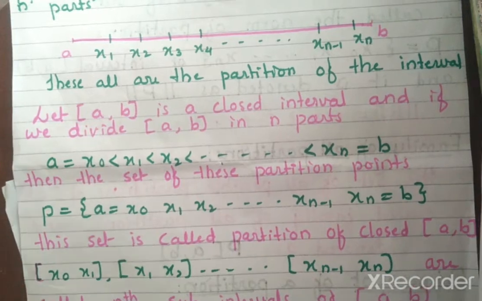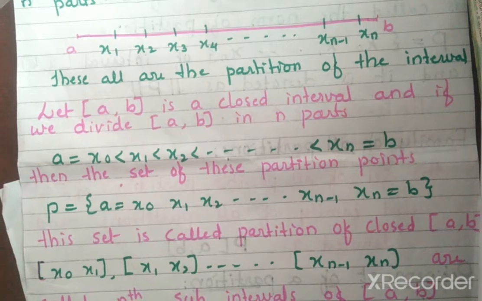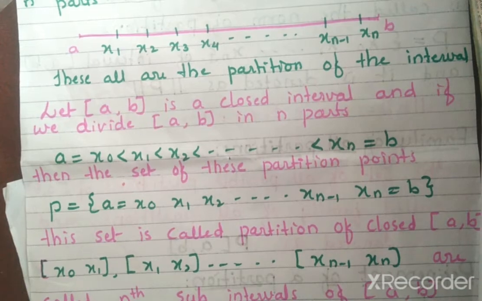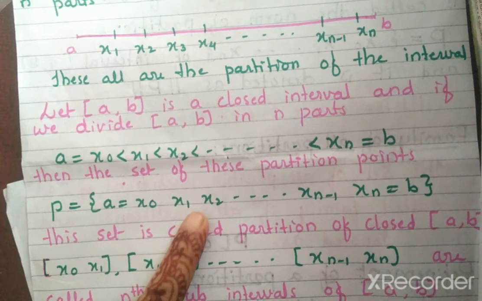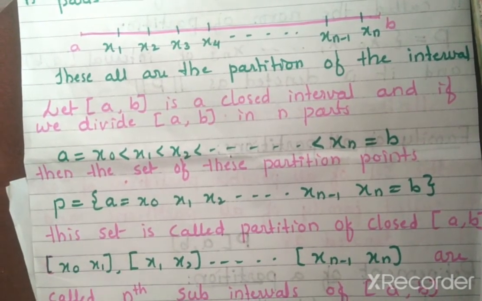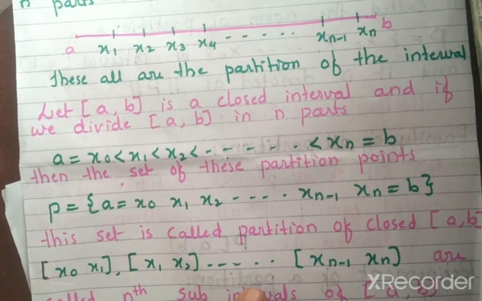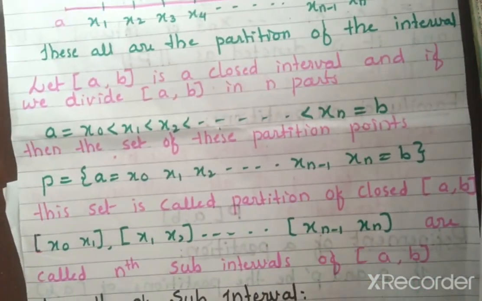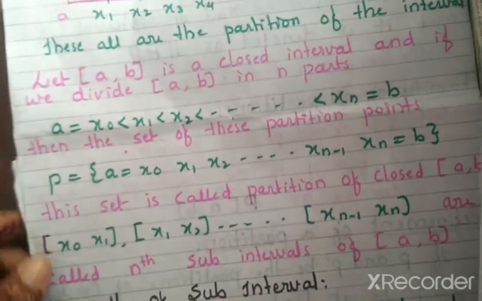Now if we divide this closed interval into n sub intervals, what will be the sub intervals? See, x0 to x1. These 2 points we have taken are nothing but a sub interval, isn't it? Again x1 to x2, again x2 to x3, and so on. Here xn minus 1 to xn are called the n sub intervals of the closed interval AB.